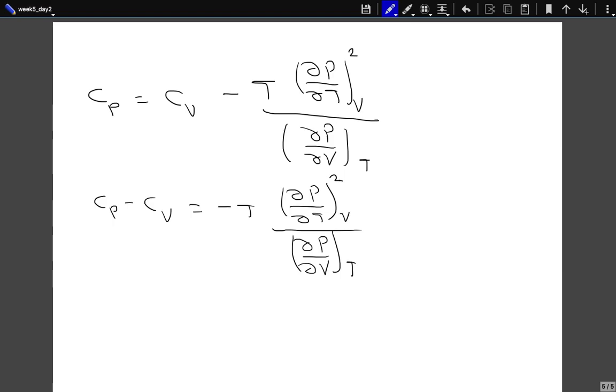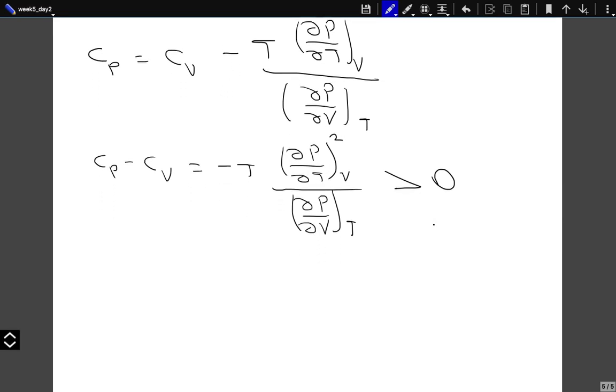Derivative of pressure with respect to volume at constant temperature should be negative. Increase volume, that means delta V is positive, dV is positive. The pressure should drop. That means dP is negative. The ratio will be negative. So this quantity is always larger than 0. So Cp is always larger than Cv.